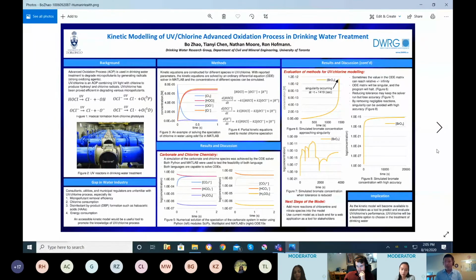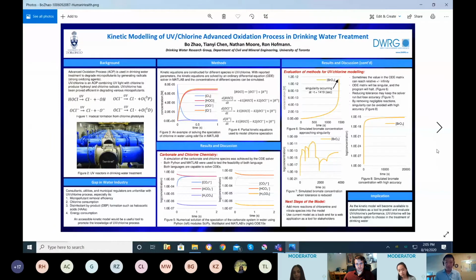In terms of the design gap in the water industry for the UV chlorine process, many consultants, utilities, municipal regulators, the stakeholders in the water industry basically are unfamiliar with the treatment process, especially with its micropollutant removal efficiency, the amount of chlorine consumed to remove the micropollutants, the amount of disinfectant byproducts that are formed, such as haloacetic acids.